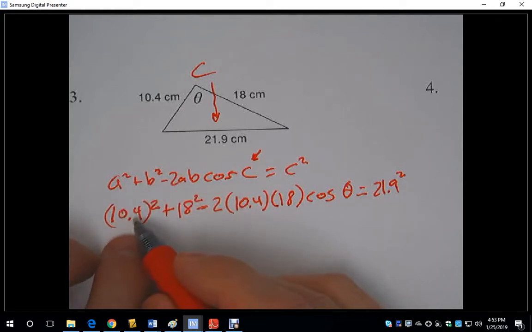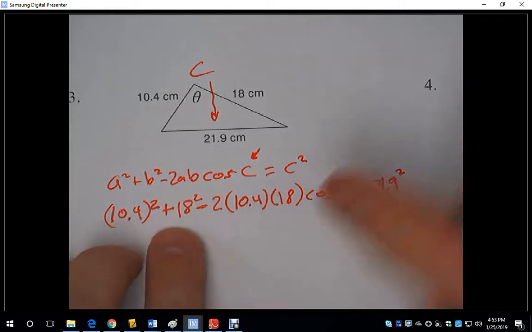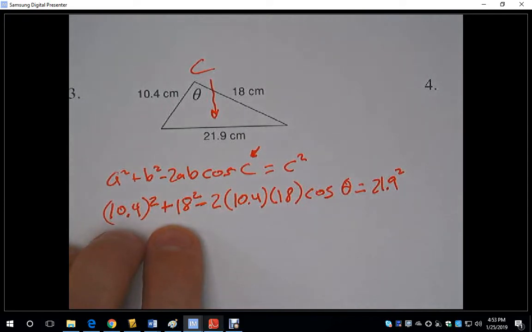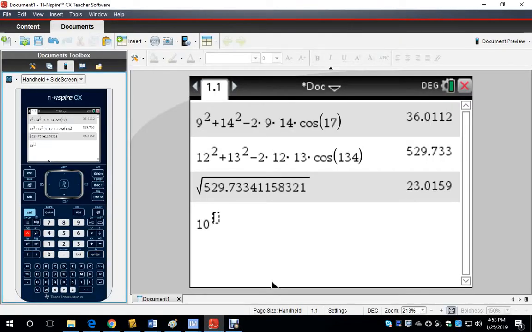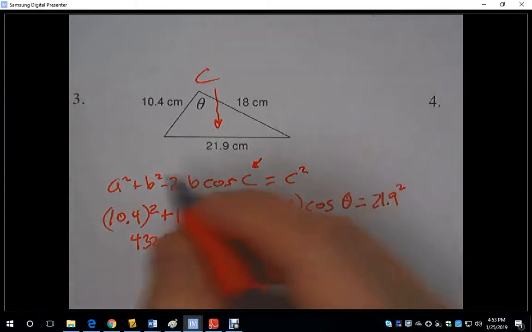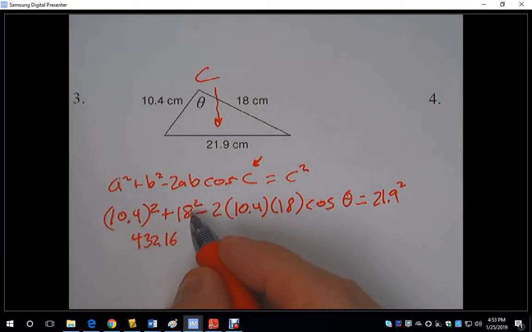I have 10.4 squared plus 18 squared. That gives me 432.16. So this piece here, this 10.4 squared plus 18 squared, becomes this 432.16. Then I have this minus.